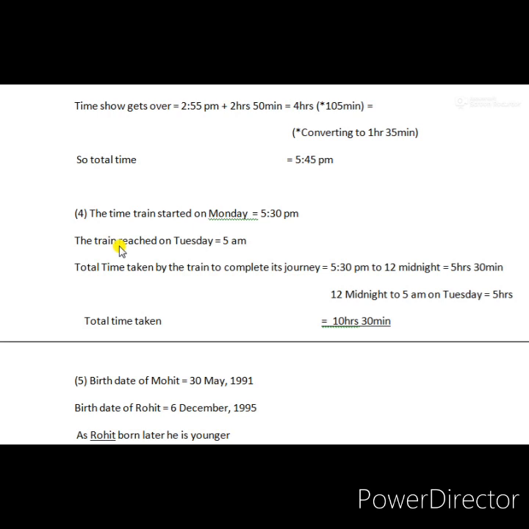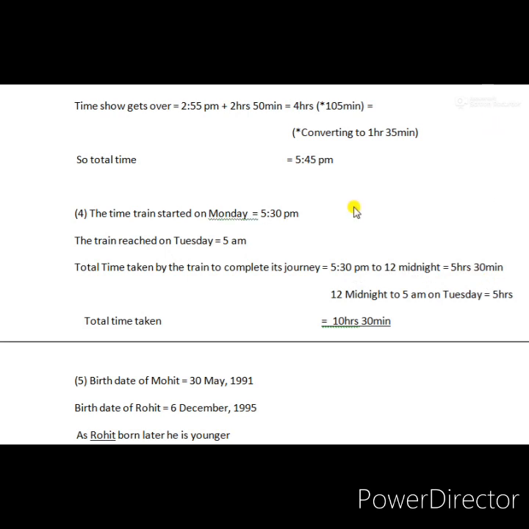It started its journey on Monday at 5:30 p.m., that means in the evening, and it reached at 5 a.m., that means the next day morning at 5 a.m., it reached Vaishno Devi, Katra. The time we have to first find out is from 5:30 p.m. to 12 midnight. It is 5 hours and 30 minutes.